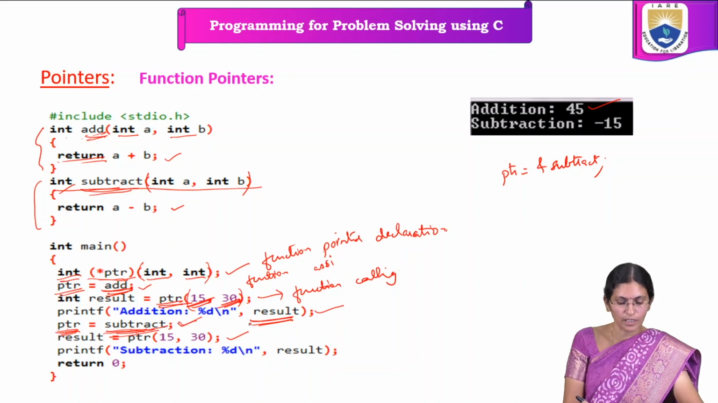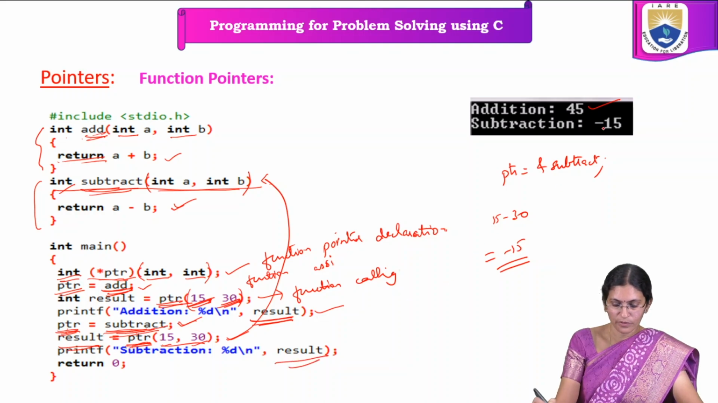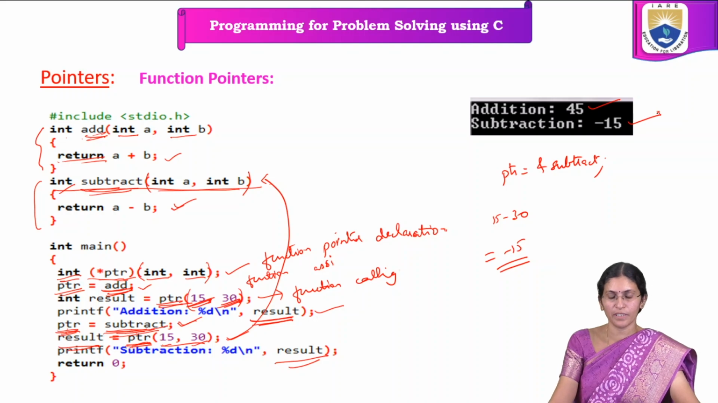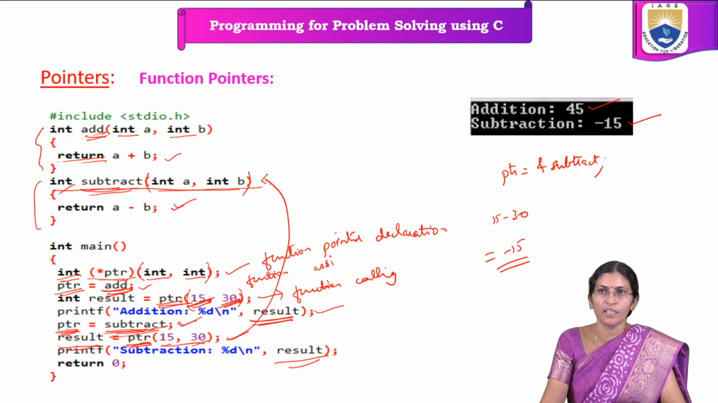After that, function calling. We can call the function by using the name of the pointer variable. The name of the pointer variable here is PTR, and inside this pass the parameters to the function, so 15 and 30 if you are passing. Control is transferred here, and this statement will be executed. 15 minus 30 is minus 15. This value is returned to here and that value is stored in the variable result. If you are printing the value of result now, you will get minus 15. So in this way you can not only store the address of other variables, but also you can store the address of functions.